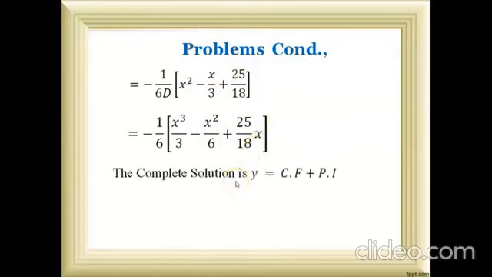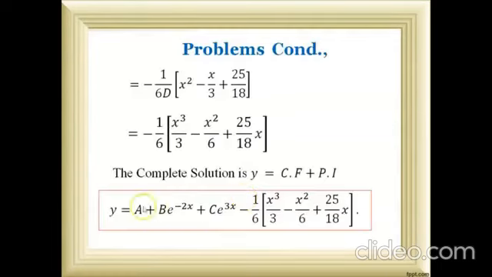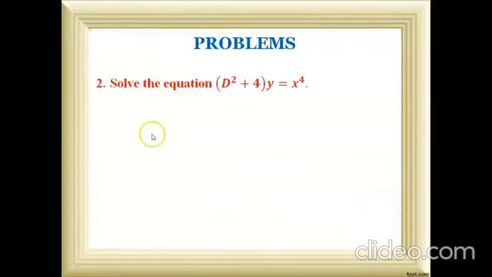So let us move on to the complete solution, which is the combination of complementary function plus particular integral. I'm just adding together complementary function plus particular integral. I'm getting the complete solution y is equal to this particular one. This is the final answer of this particular problem. So let us move on to the next problem.